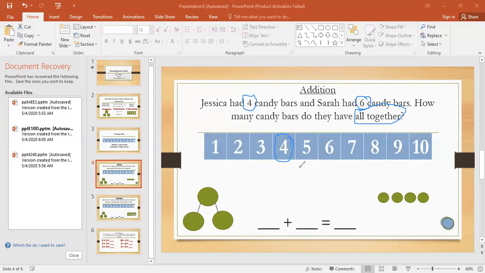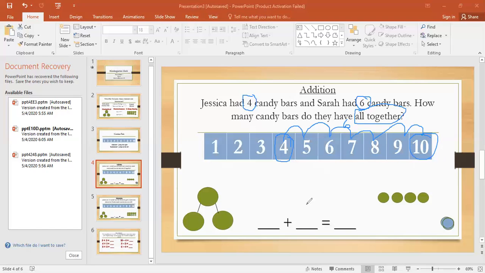Okay, so I'm at the number 4. I'm going to jump 6 spots. Will I jump 6 to the right or to the left? Good, 6 to the right this way because I am adding. All right, ready? 4. 1, 2, 3, 4, 5, 6. I jumped 6 spots. And what is my new number? 10. So I know 4 plus 6, writing 6 up here because I jumped 6 spots, equals 10.